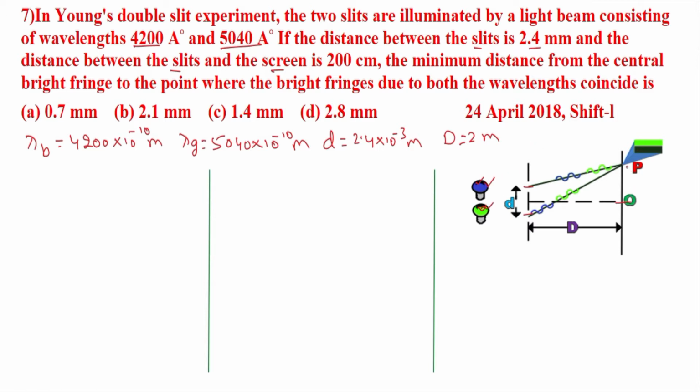So let me take that distance as x and that point where both coincide as P. Now what are we supposed to calculate? We are supposed to calculate the value of x. X is how much? Okay, so now let me explain this diagram.